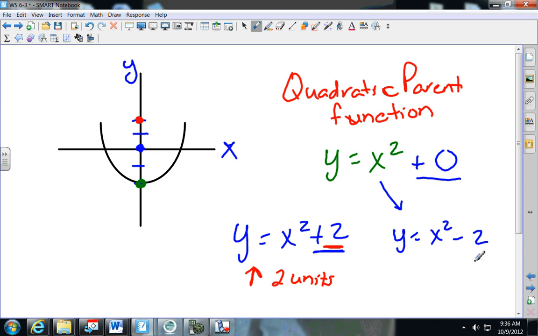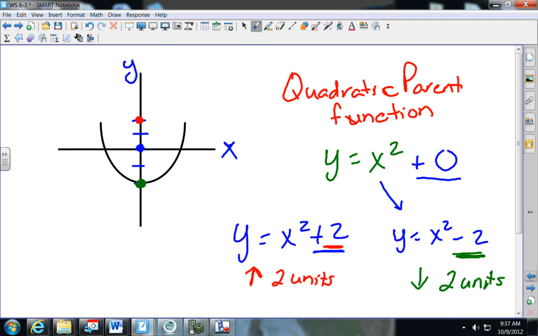Right now this is just what happens when there's a number added or subtracted at the end. When a number is added or subtracted at the end, it's going to shift your parabola up or down. That's what the number here at the end does. So this shifted it down 2 units. By adding or subtracting a number at the end, it did not change the width. It did not change anything from the width of the parabola. It still stayed the same. The only thing it changed is where it was on the graph, up or down.